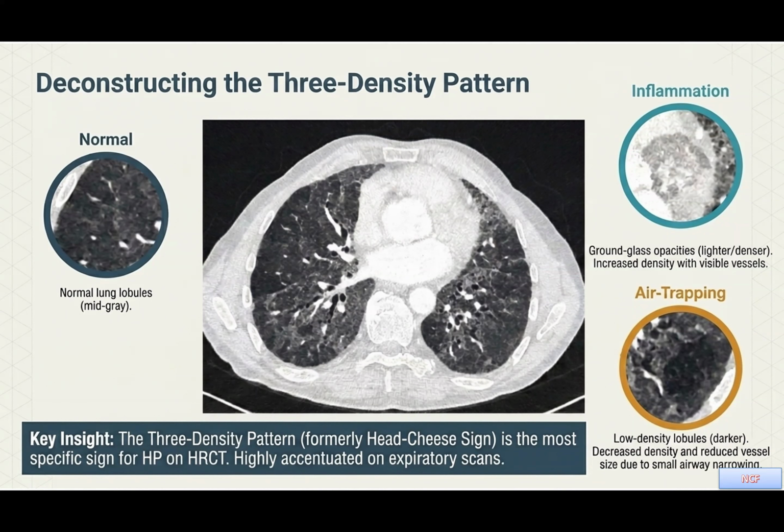So this is the classical sign seen in HP, the three density pattern sign, formerly called the head cheese sign, and it is most specific for HP on HRCT, and this is highly accentuated on the expiratory scans.